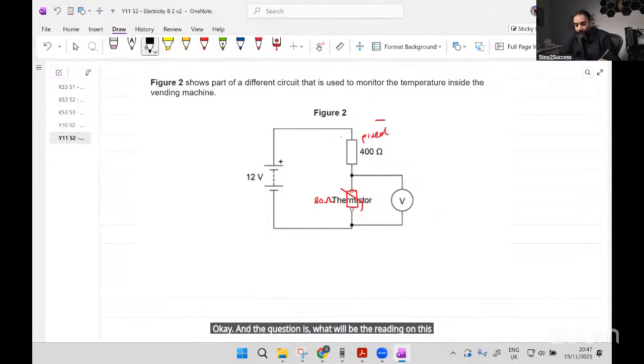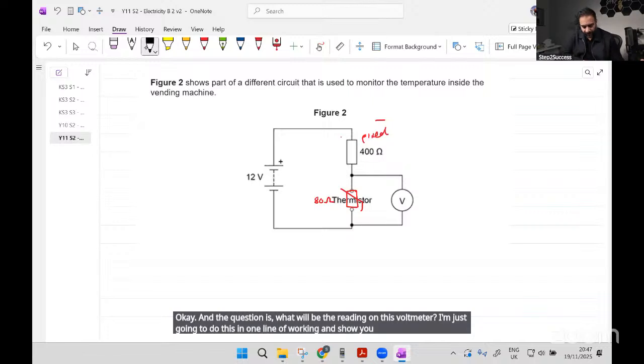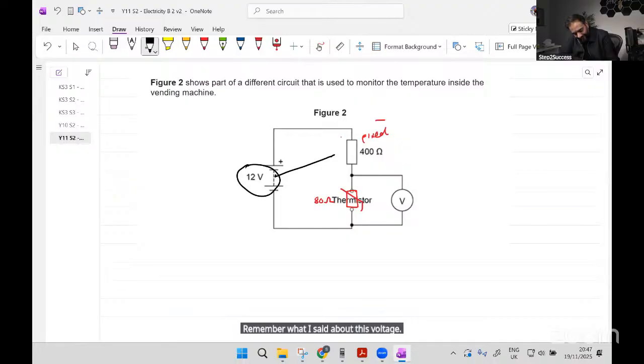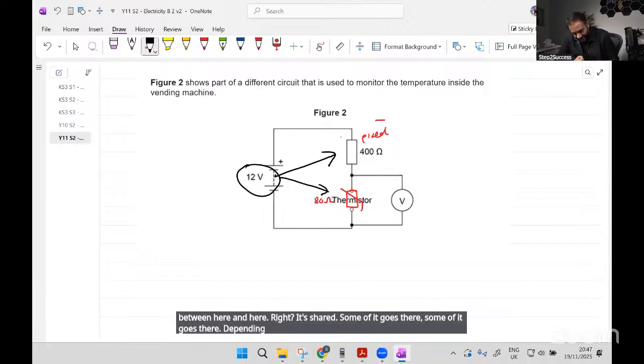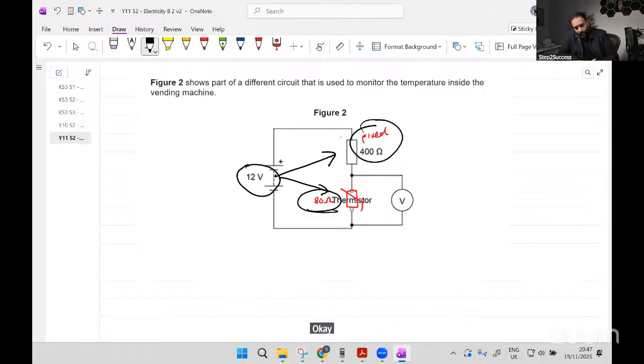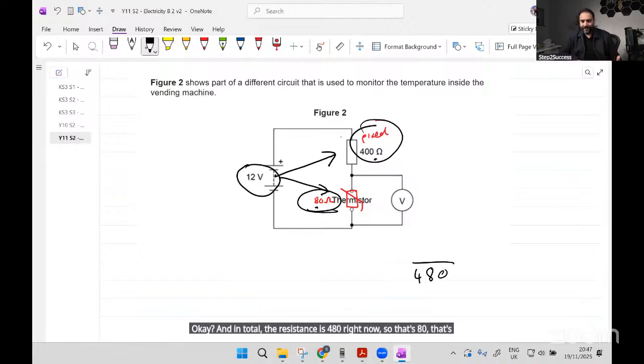I'm just going to do this in one line of working and show you that you've got all 5 marks, all right? Remember what I said about this voltage. It's split between here and here, right? It's shared. Some of it goes there, some of it goes there, depending on the resistance of these components. Okay? And in total, the resistance is 480 right now. So that's 80, that's 400, that's 480 in total.